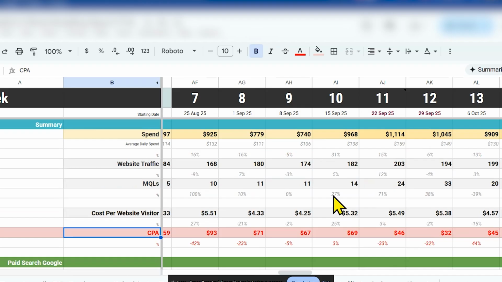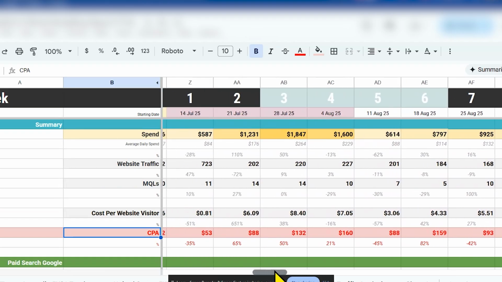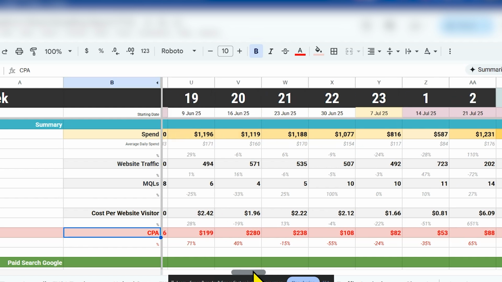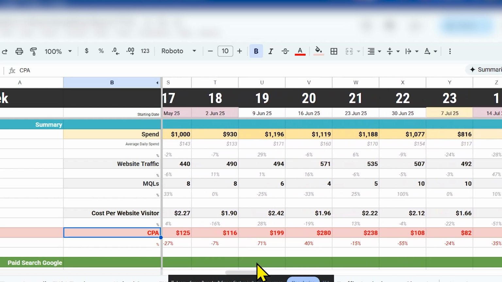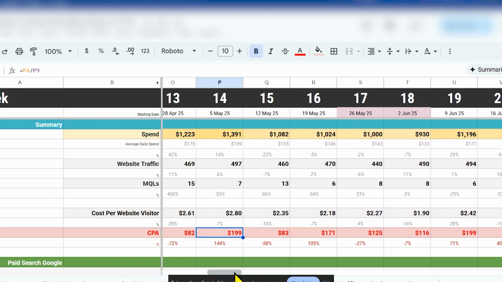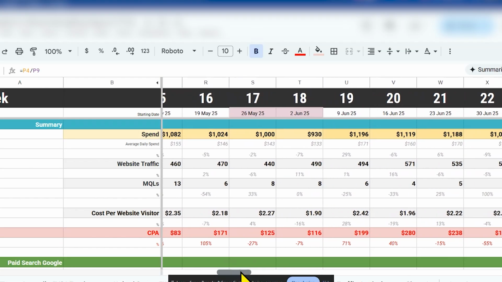Okay, so what I want to do is go back and have a look at where we used to be in terms of cost per acquisition. So you can see we were at $200, $280, $234, $108, $199, $116, $171. Well above that $150 mark, right?